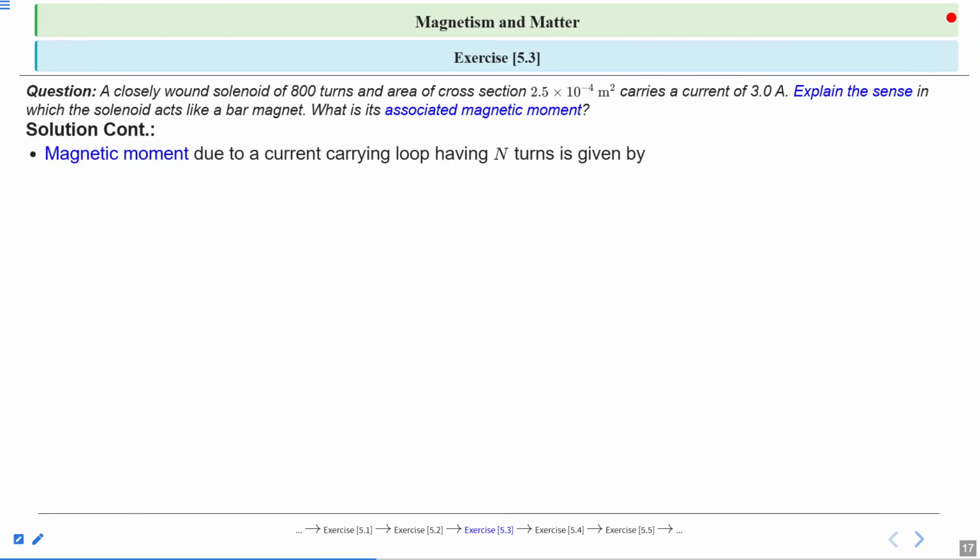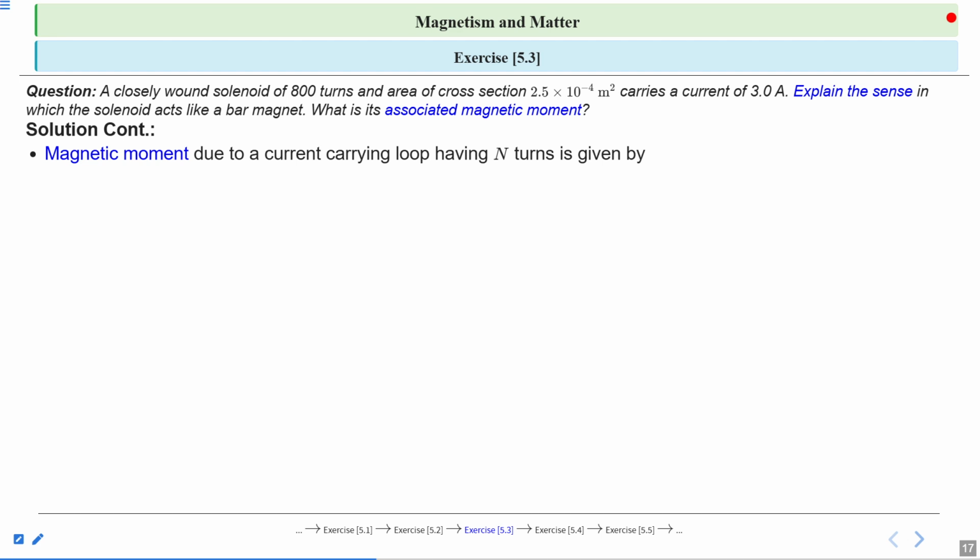Now we are going to calculate its associated magnetic moment. So magnetic moment due to a current carrying loop having N turns. For one current carrying loop, magnetic moment is current into area of the loop, I into A. But a closely wound solenoid we can consider as N number of circular loops. So for one loop magnetic moment is IA. For N number of turns, magnetic moment is NIA. So we are going to multiply it with N turns.